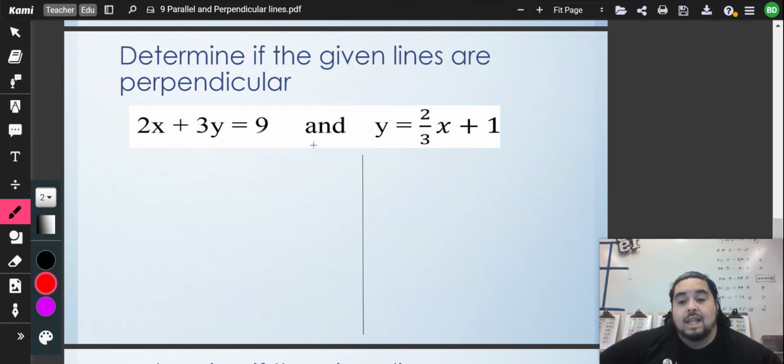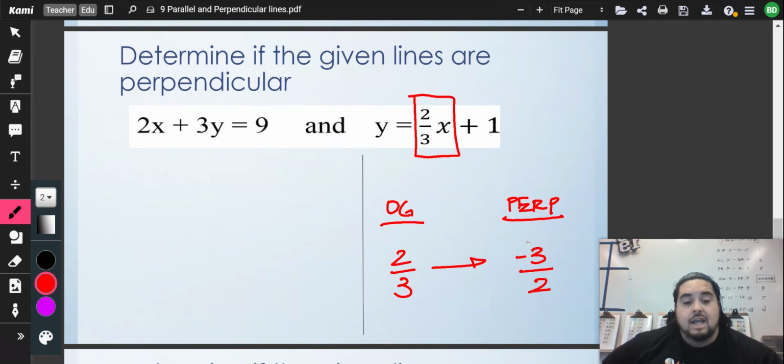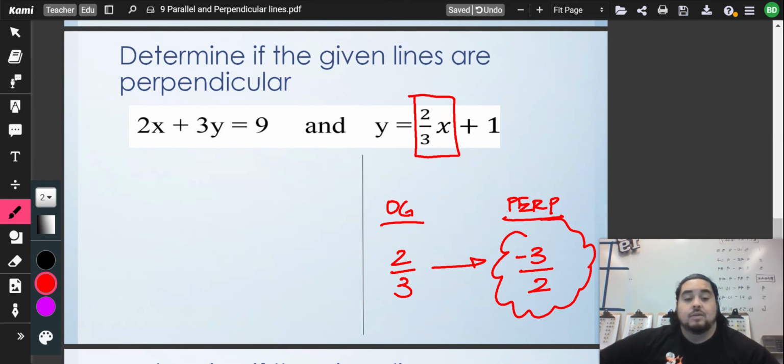Just like in our first couple examples, determine if the given lines are perpendicular. I do have one line that is already in slope-intercept form. Right here, 2 over 3x. But unlike the parallel examples, I don't want 2 over 3. This is my original slope. But what I'm looking for is the perpendicular slope. And that is going to be, again, the negative reciprocal. So flip it over, 3 over 2, and change the sign. This is what I'm looking for, because I want to determine if the lines are perpendicular.